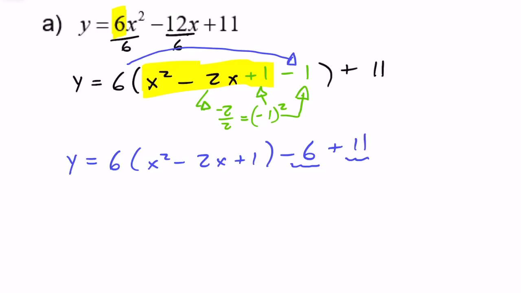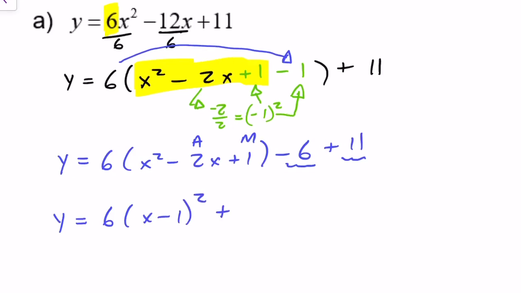Two numbers that multiply to positive 1 and add to negative 2. It's always just half of negative 2, which is negative 1. Negative 1 times negative 1 is positive 1. Negative 1 plus negative 1 is negative 2. So I know this factors as y equals 6 times (x minus 1) squared. Negative 6 plus 11 is 5. And now we know the vertex of this quadratic is (1, 5). And we're ready to graph it.